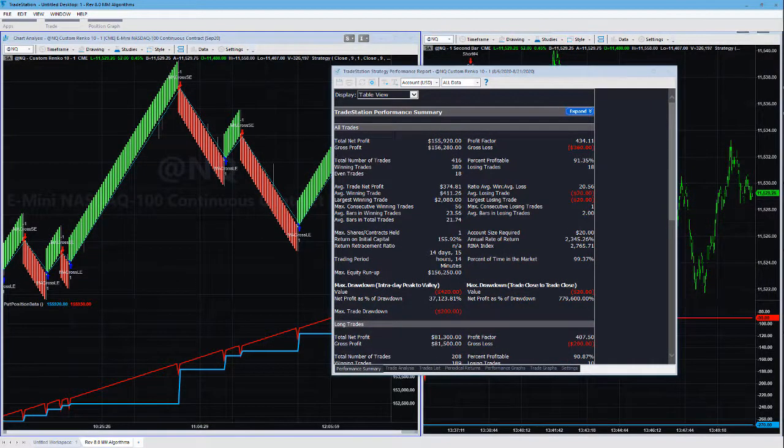how to set up custom Renkos and Kase bars. If you have the money management algorithms, I'll be uploading that. If you don't have that, I'll be uploading it soon. If you don't have them, I'll show you where you can learn more about those.